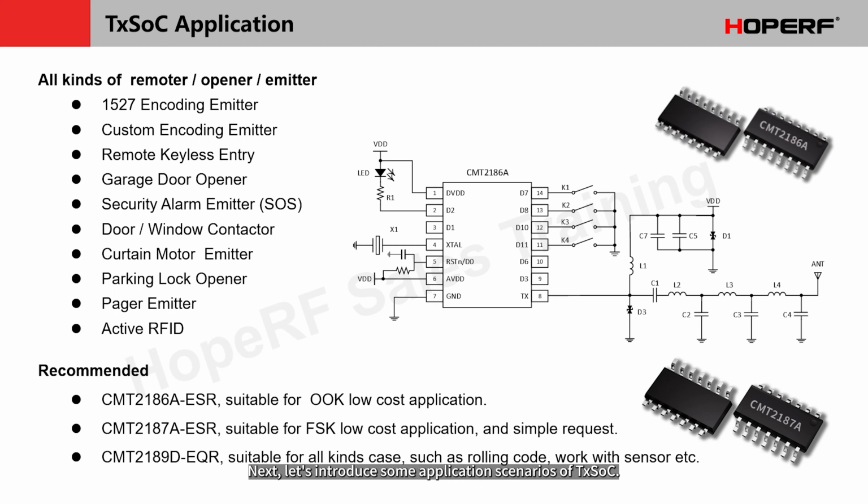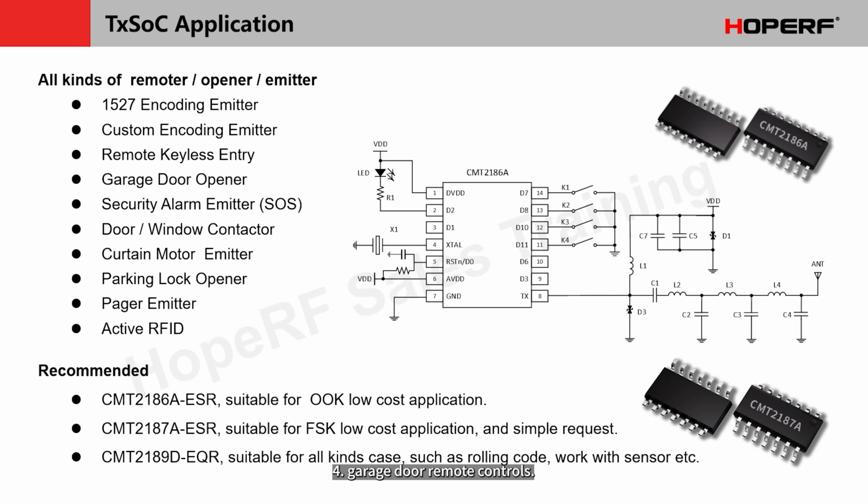Next, let's introduce some application scenarios of TXOC. The first typical application scenario: take the CMT2186A single transmitter SoC as an example. On the right is its typical schematic diagram. In this block diagram, we use 4 of its pins as buttons, as a single-chip solution for a 4-button remote control. Where can it be used? 1. It can be used in transmitters to replace the 1527 encoding. 2. It can be used in transmitters with user-defined encoding. 3. It can be used in remote keyless entry (RKE) systems for anti-theft.